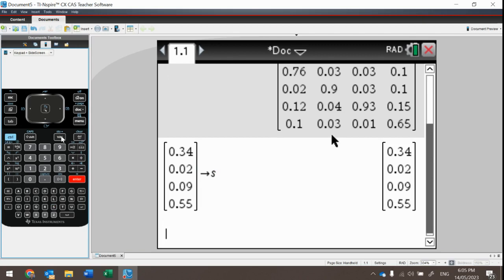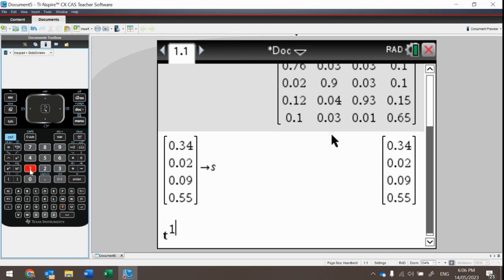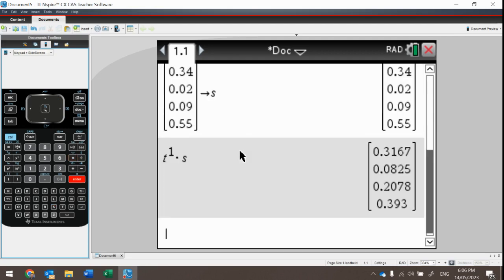So if I want, say, one transition, in this case after 1 week, in this context, it would tell me what percentage of people bought each of these products. So I go T. I mean, the power of 1 is kind of redundant in this case because power of 1 doesn't show anything, but we'll put it in just to practice. And there's my answer. So basically what that means is after 1 week, when rounded, that would be 32% of people still buy product A, 8% buy product B, 21% product C, and 39% product D.